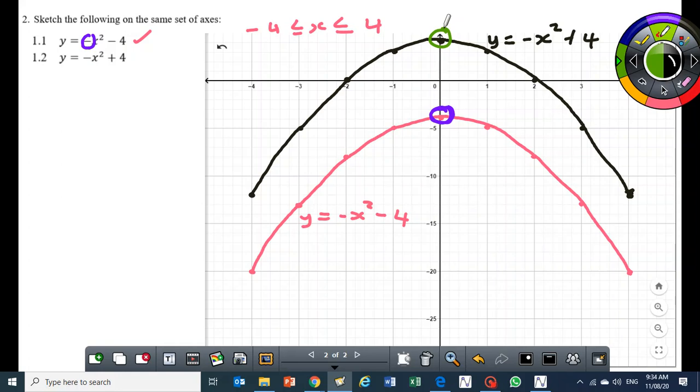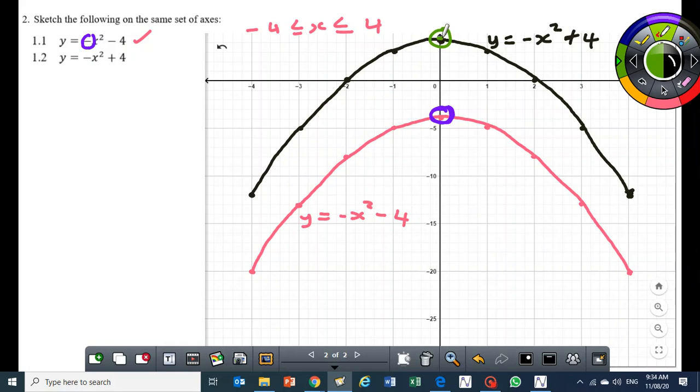I'm sure you can see that the y-intercept is at y equal to positive 4. Which means this graph of y equal to minus x squared minus 4 has been moved by 8 units up. Or you can say you have moved the graph of y equal to minus x squared by 4 units up. So our y-intercept is now here. The shapes are the same.